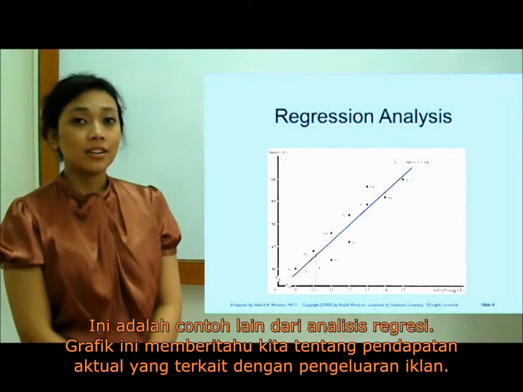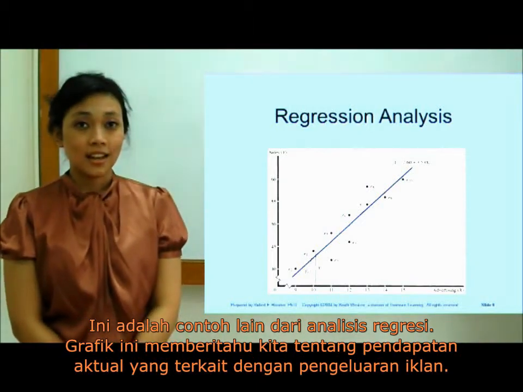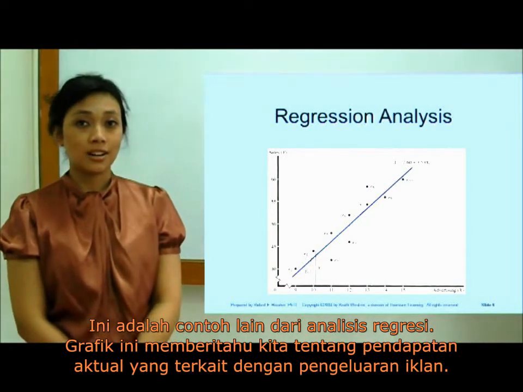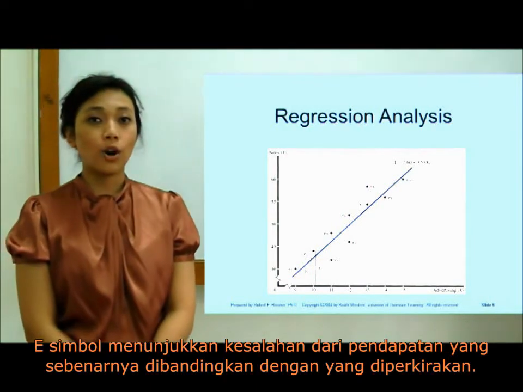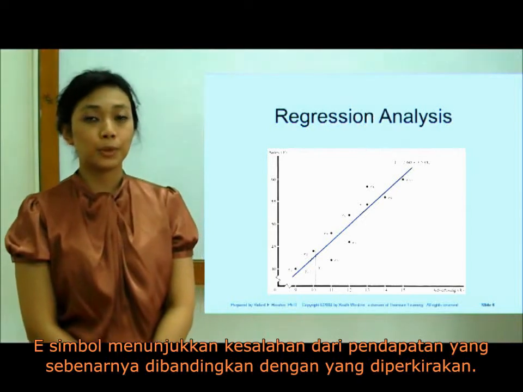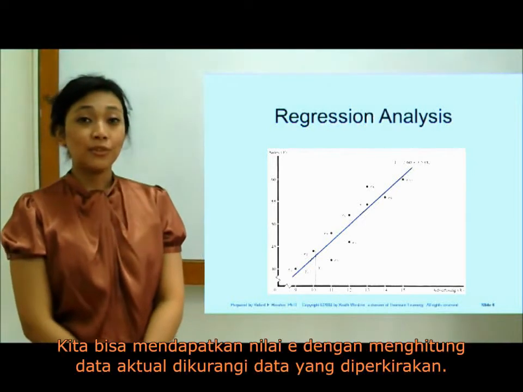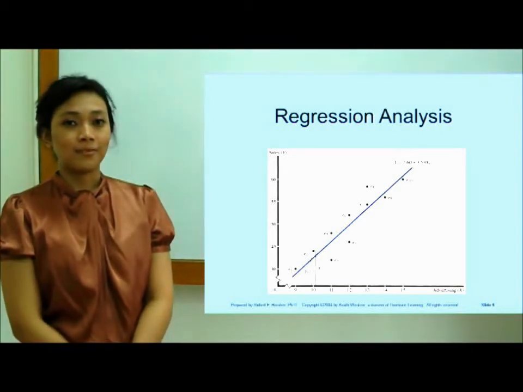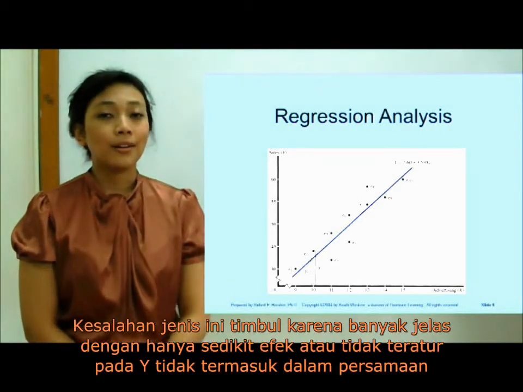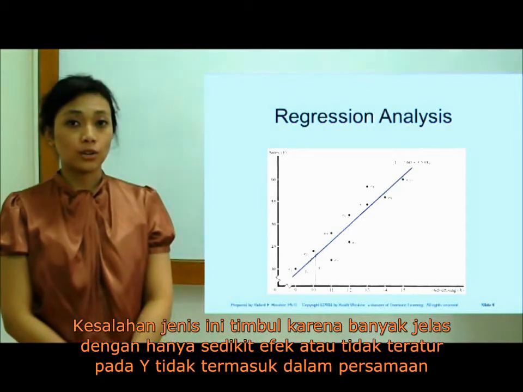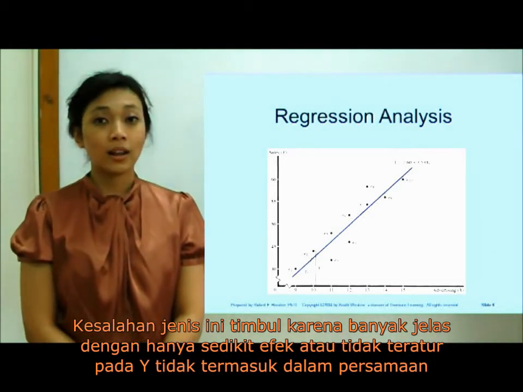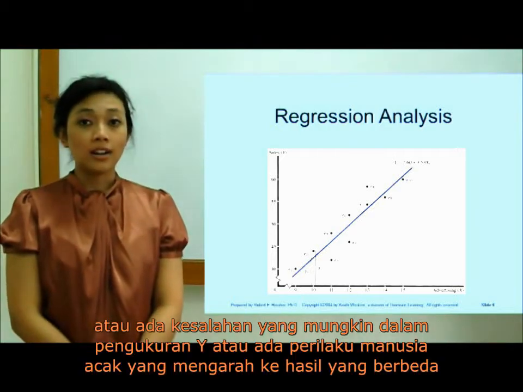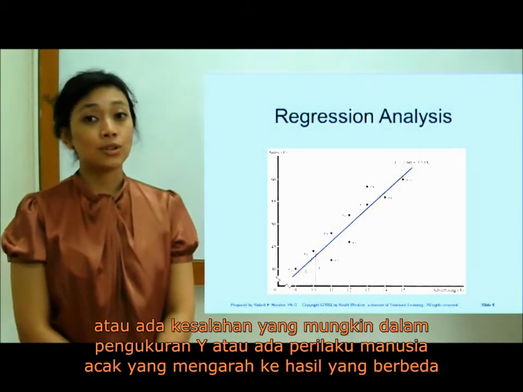This is another example of regression analysis. The graph tells us about the actual revenue related to ad expenditure. The symbol E shows the error of the actual revenue compared to the predicted one. We can get the E value by calculating actual data minus estimated data. Errors of this type arise because numerous explanatory variables with only a slight or irregular effect on Y are not included in the equation, or because there is random human behavior leading to different results.